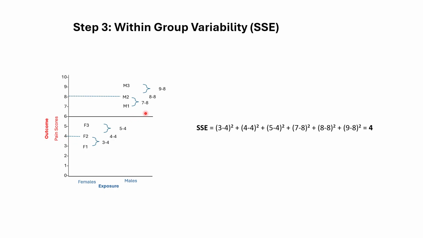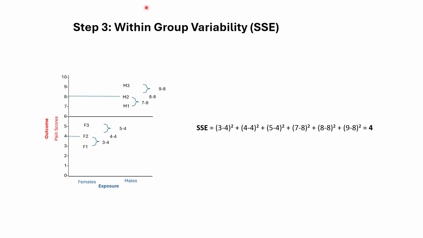And among males, the first male scored his pain as 7, so the difference is 7 minus the average for the male, which is 8. The second person scored his pain as 8, which is at the average for the male group, and the last male, the third male, scored his pain as 9, which is a difference from the average by 1, 9 minus 8.